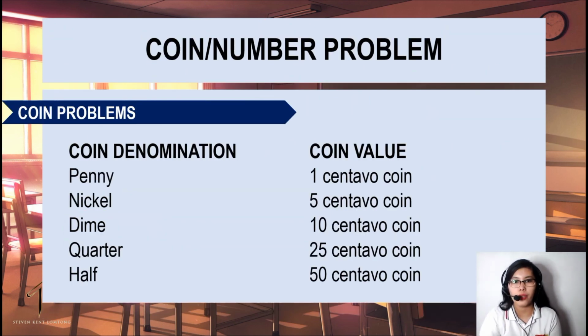Next, we have your coin or number problem. So coin problems, coin denomination. For penny, we have 1 centavo coin. Nickel, 5 centavo. Dime is 10 centavo. Quarter is 25 centavo. And half, of course, that is 50 centavo coins. We have to remember this coin value.